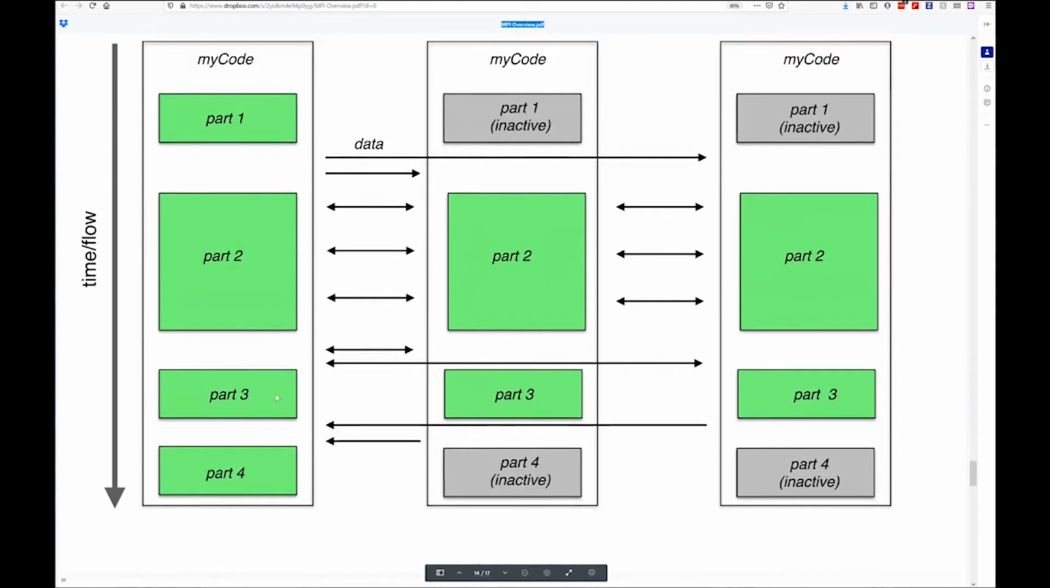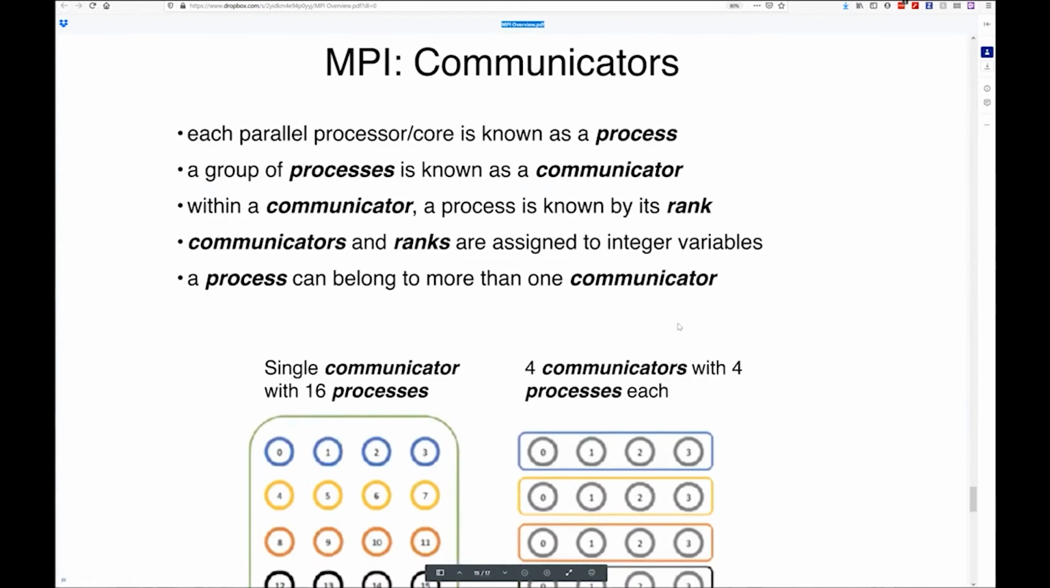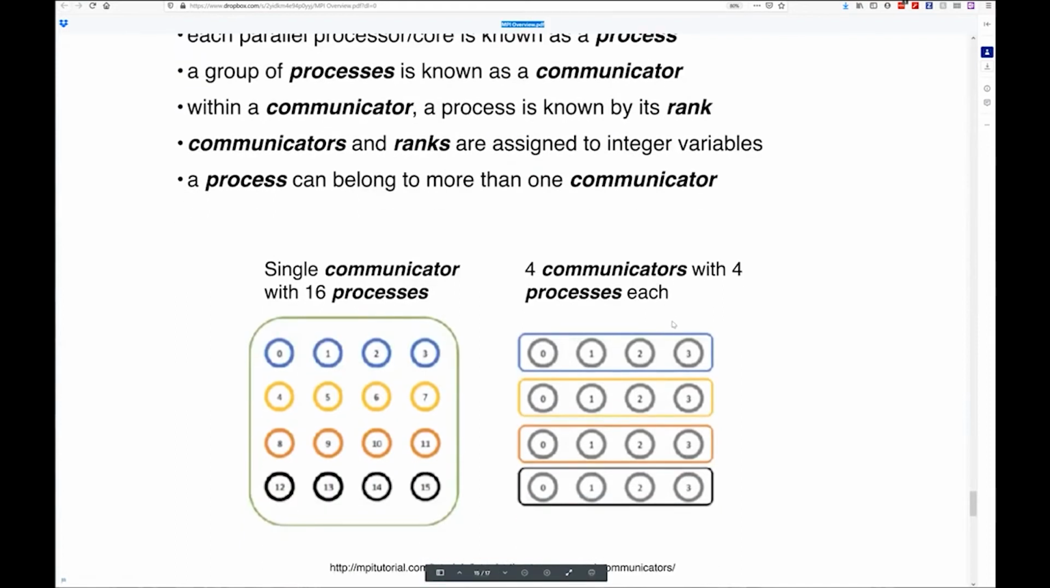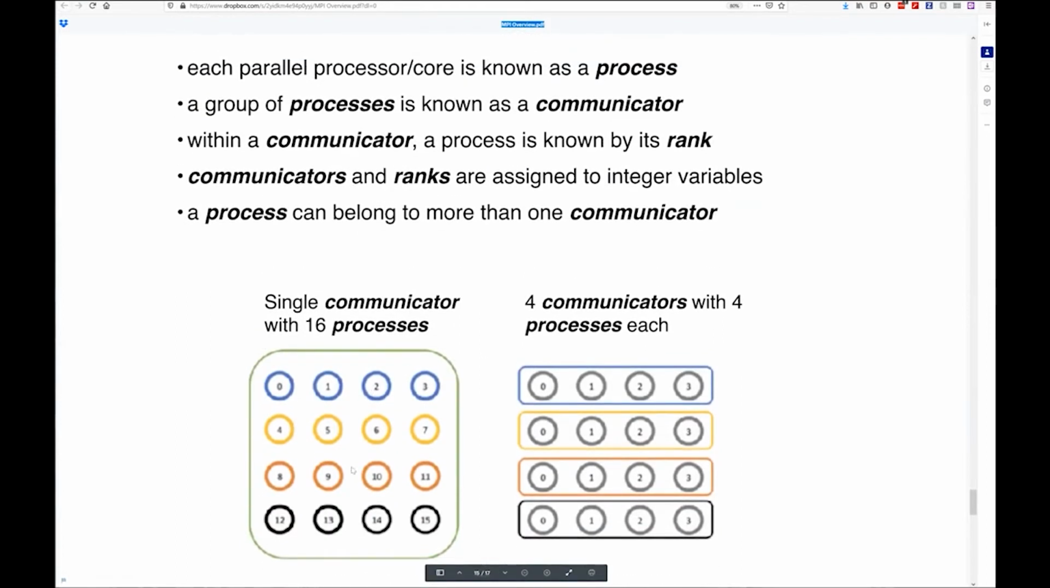We consider all of the processors in our system that we're going to talk to as a communicator. So a communicator is just a logical group of a bunch of processors, and within these processors, we give a number to each one of the processors, and this is what's called a rank in MPI jargon. If you have a single communicator, then all the processors are just numbered from 0 to 15.